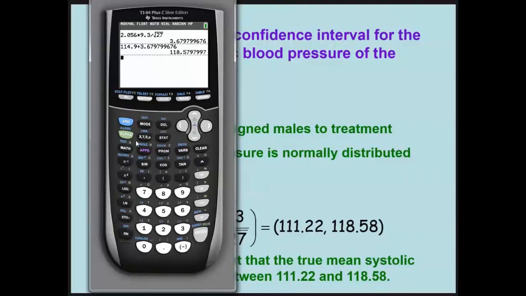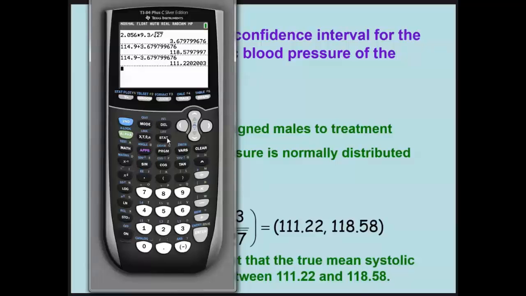And then I want to take the 114.9. I want to subtract off the 3.6, and that gives me the bottom estimate of 111.22.